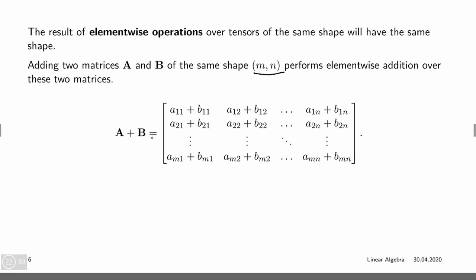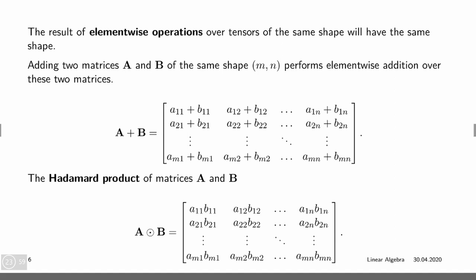A plus B is an operation that produces a matrix where each entry is the sum of the ith and jth entry of the matrix A with the ith and jth entry of the matrix B. Now note that the matrix multiplication is not an element-wise operation. However, the so-called Hadamard product or element-wise product of A and B is the equivalent element-wise multiplication. The Hadamard product is denoted by this dot in a circle, A ⊙ B, and produces a matrix where the ijth entry is the product between the ijth entry in A and the ijth entry in B.